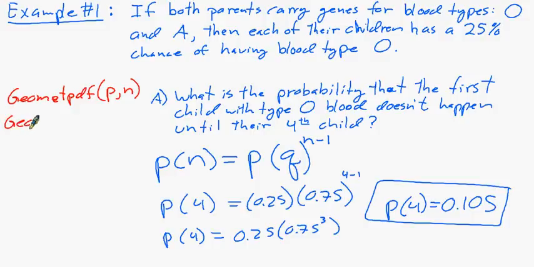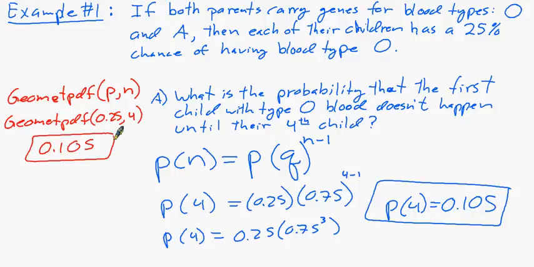So I could use geometPDF. In this case, the probability of success is 0.25. First success in 4 trials. You hit enter, and you should get your 10.5%. And there's a geometCDF, which combines the probabilities in the same way that binomialCDF also does.